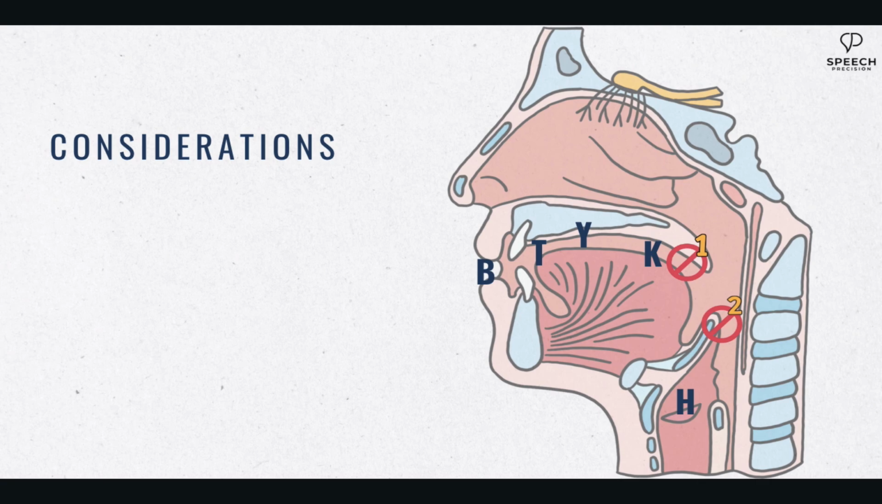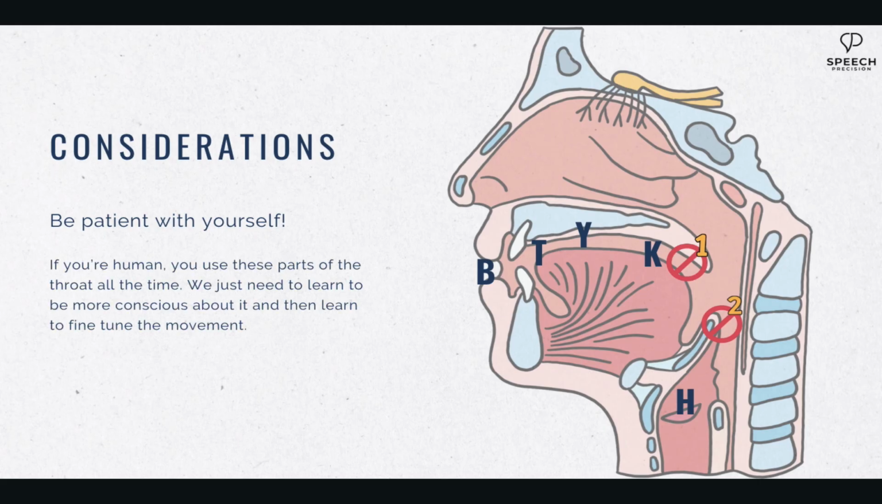So if English is your native language, or if you speak another language that doesn't use certain parts of the throat like Arabic does, be patient with yourself. It can take time, but know that you can learn these sounds. Because if you're human, you use these parts of your throat all the time to create sounds. It might not be sounds specific to speech, but we do produce sounds from all of these different parts of the throat, even if we're not fully aware of when we do it.